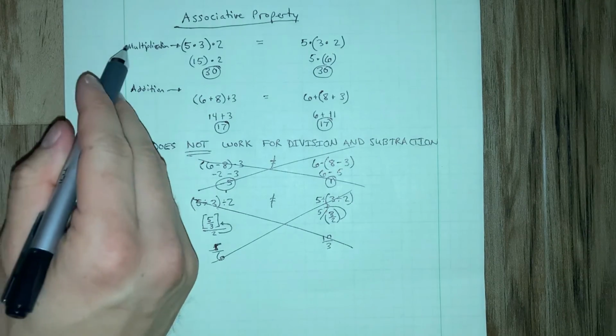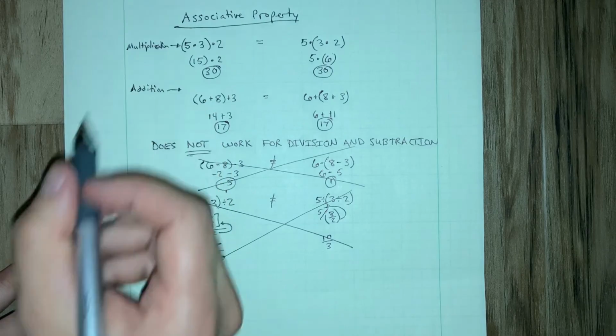So multiplication and addition, they have the associative property.